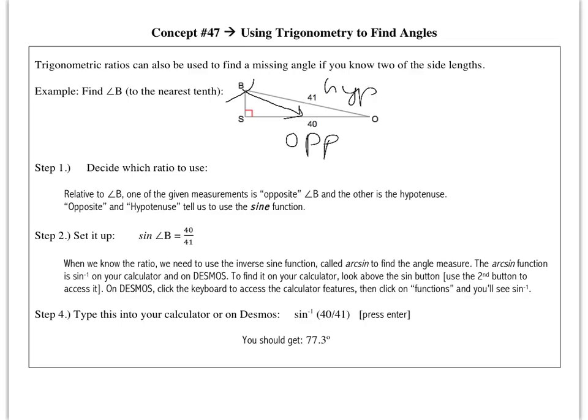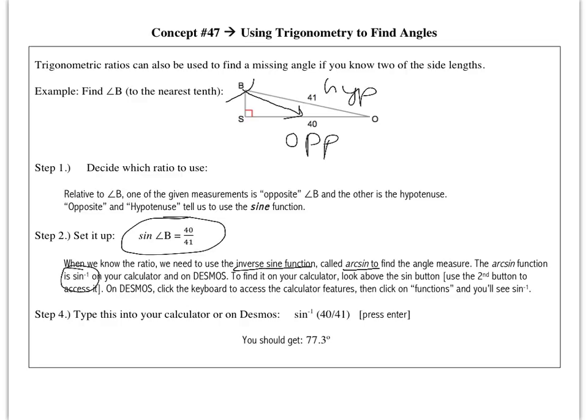So those two together will be a sine ratio. We set this up, and you can see here it would look like this. Sine of angle B is equal to 40 over 41. So when we know the ratio, we need to use the inverse sine function. That's what it's called, inverse sine function. It's also called arcsine. And on your calculator, you can see what this looks like. If you look above the sine button on your calculator, right above where it says SIN, you'll see something that looks like this: SIN to the -1 power, and that just means inverse sine.